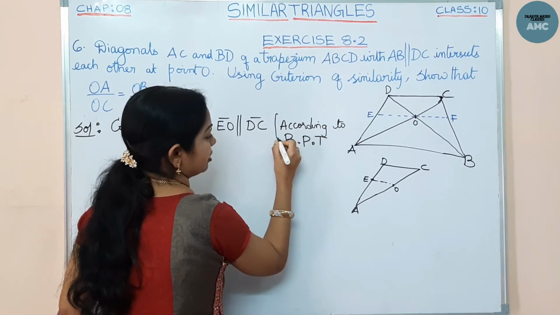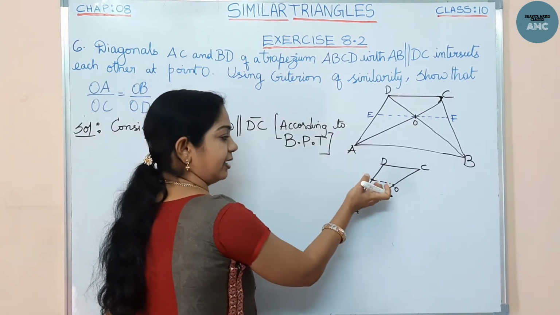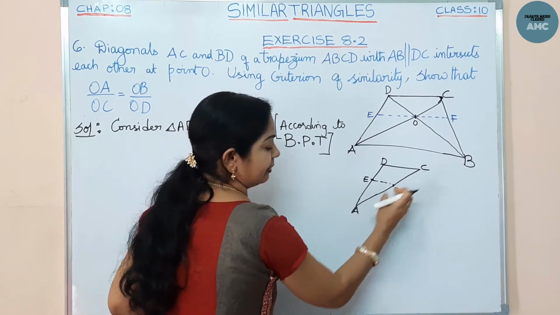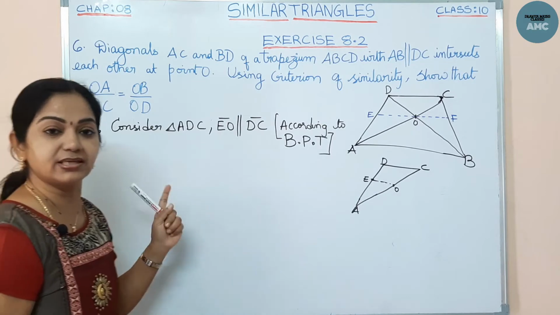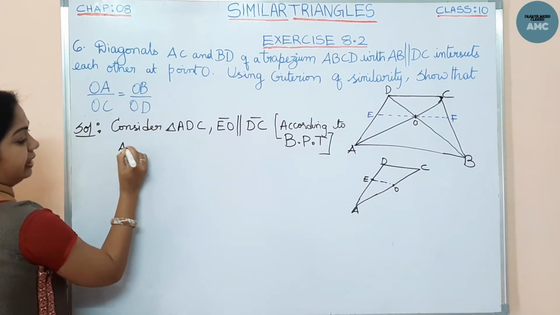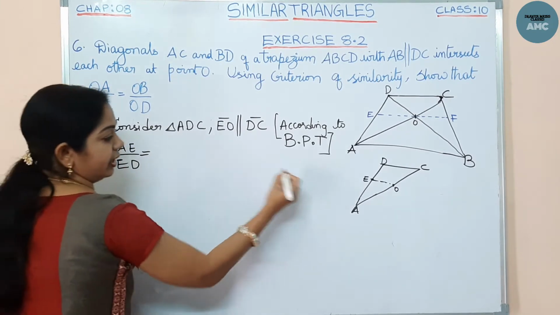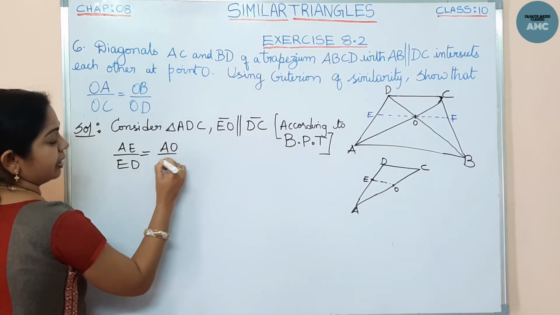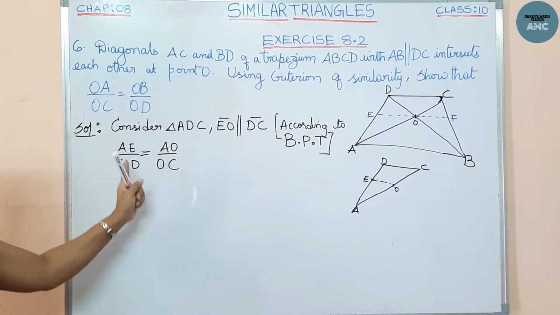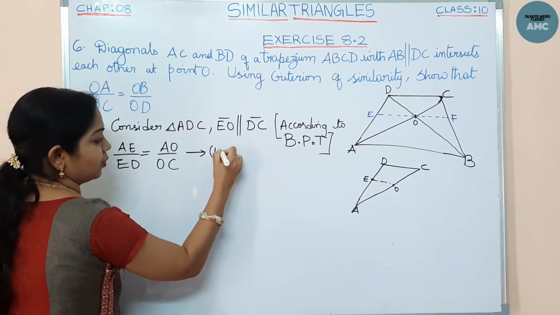So, we can write it in short, basic proportionality theorem. What does the theorem state? That a line parallel to one side of a triangle will make equal ratios to the other sides of the triangle. That means here, according to it, AE by ED is equal to AO by OC. Or else OA by OC you can write. Let us take this as equation 1.